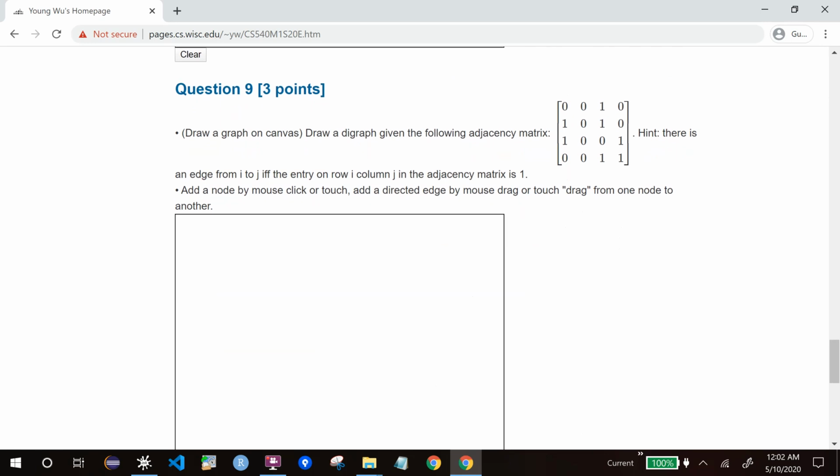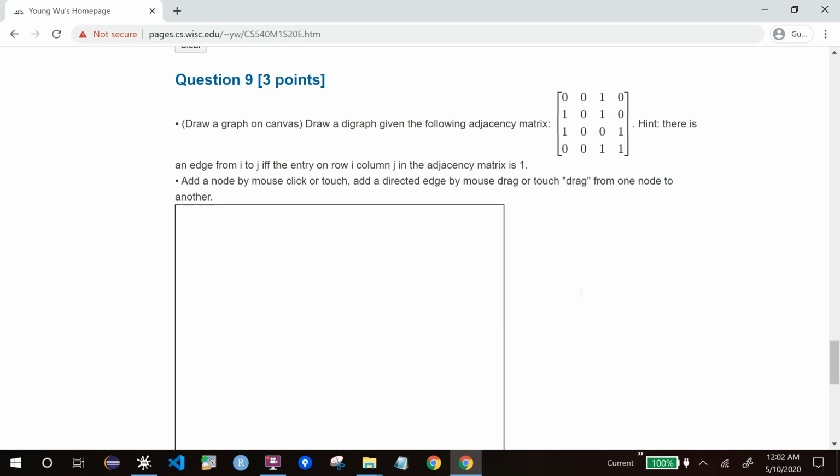So the key thing here is basically knowing a directed graph can be represented by its adjacency matrix. So the adjacency matrix is actually very easy to read. I actually put a hint here. So here it means node 0. There's an edge between node 0 and node 0, 1, 2. So let's actually put down 0, 1, 2, and 3 here.